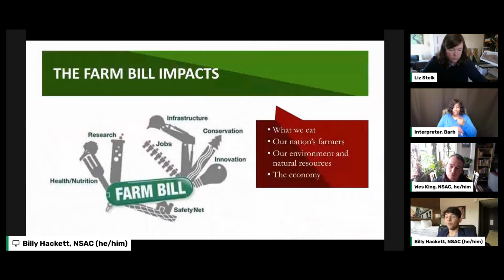The Farm Bill has wide-reaching impact. It impacts what we eat, and by extension, our health. It affects our nation's farmers and their opportunity to create and sustain livelihoods on the farm. It impacts our environment and our natural resources. You can think about the greenhouse gas emissions or our environmental footprint that comes with farming and certain farming practices. And it affects the economy writ large as a major industry and all facets of the food industry, which are connected to the farming itself.